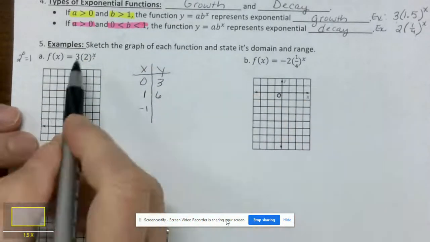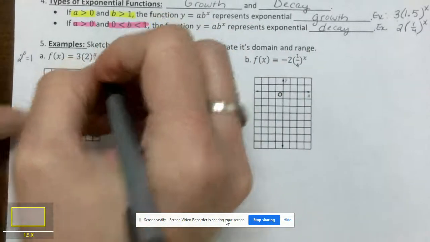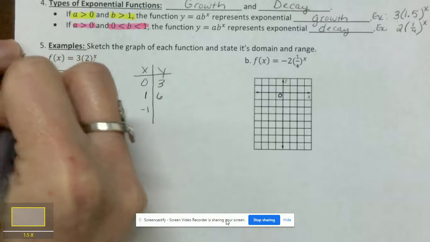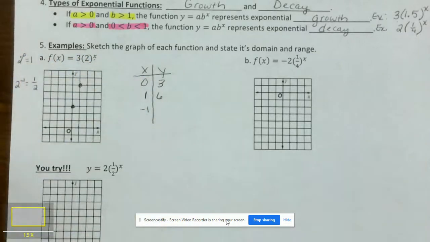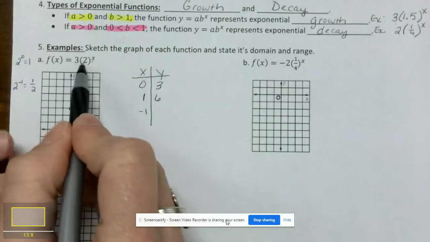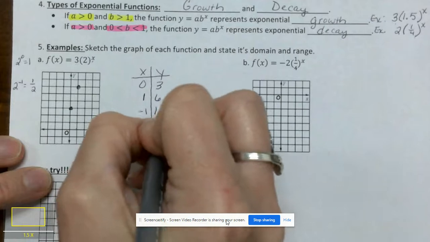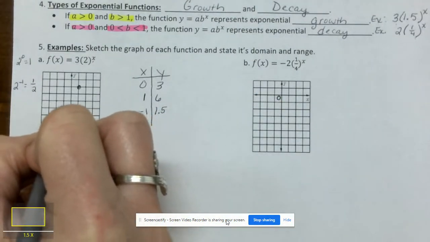Now you're going to have to remember your properties of exponents here. 2 to the negative 1 power. I'm going to write that over here. 2 to the negative 1 is the same thing as 1 over 2 to the first, which is 1/2. So basically what you're doing is taking half of 3. So half of 3 would be 1.5. So if I go to negative 1, I'm going to get 1.5, which is here.